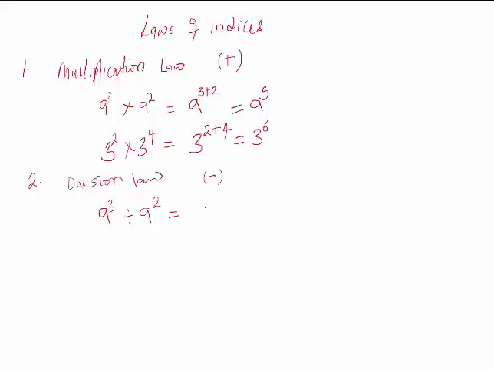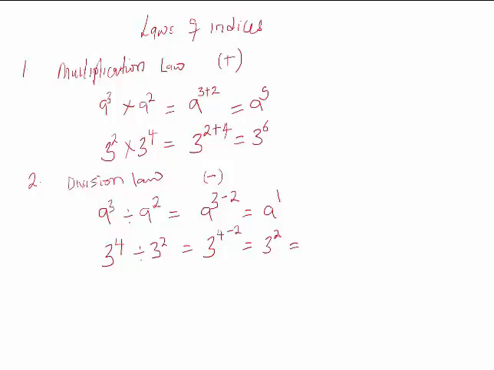So just take your a raised to the power of 3 minus 2, subtract it, and that will be a raised to the power of 1. So if you have 3 raised to the power of 4 divided by 3 raised to the power of 2, what you're going to do is 3 raised to the power of 4 minus 2, and that will give you 3 raised to the power of 2.